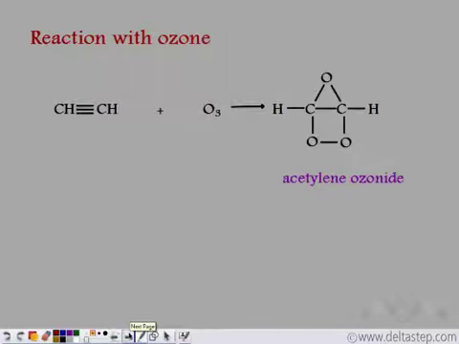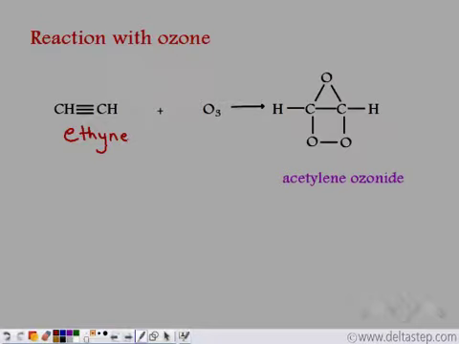Another very important reaction for alkynes, as we had seen previously for alkenes: alkenes on reaction with ozone, that is the ozonolysis reaction, form ozonides. Similarly, if we have alkynes, in this case we have ethyne. When ethyne is made to react with ozone, it forms a hut kind of a structure. So see, we have the two carbon atoms. One oxygen atom of ozone attaches itself to each of the carbon atoms, and the other two oxygen atoms attach to one carbon atom each. So if you look at the three oxygen atoms, they form a hut-like structure.